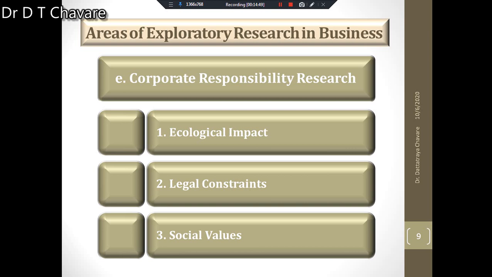Corporate responsibility research. In this way, exploratory research or exploratory studies are quite valuable in social research, don't forget. Such types of studies are quite valuable in social research. They prove useful in formulating or testing the hypotheses and themes. These types of research are also useful for formulating or testing the hypothesis and themes. Okay, in this way, this type of research is also called exploratory research.